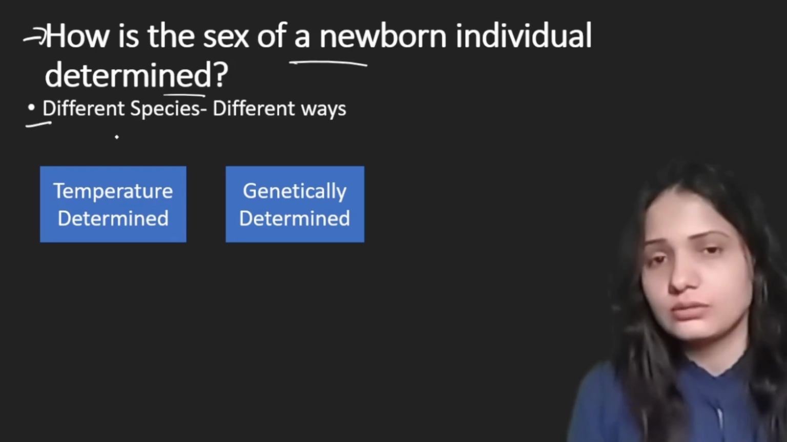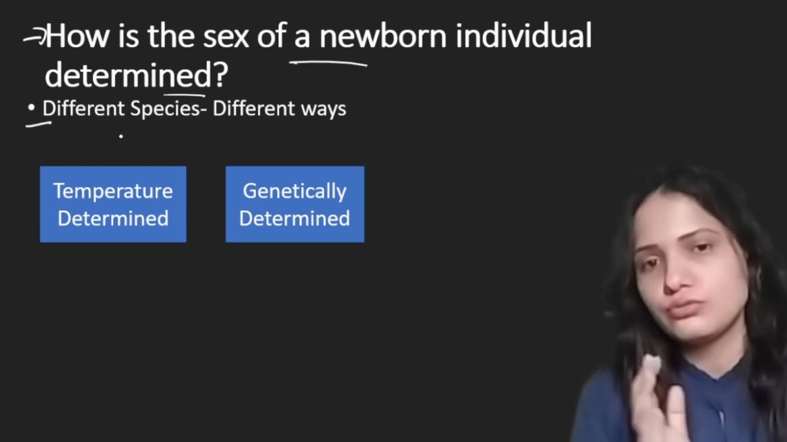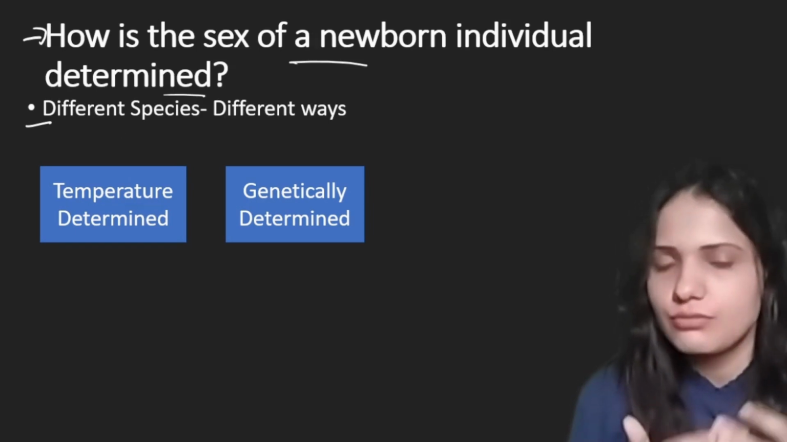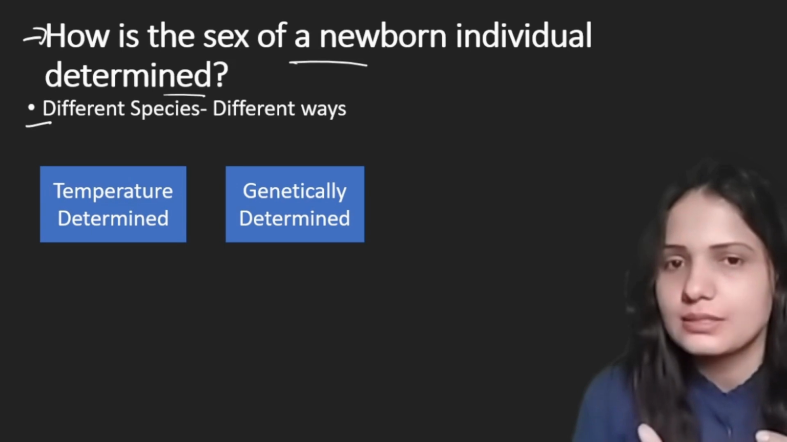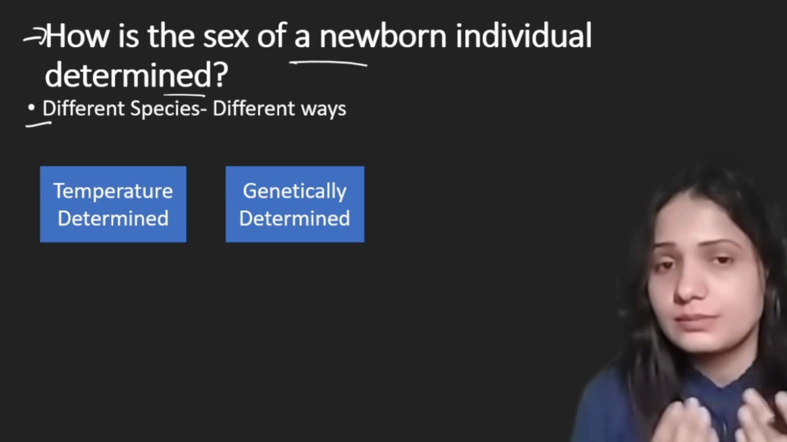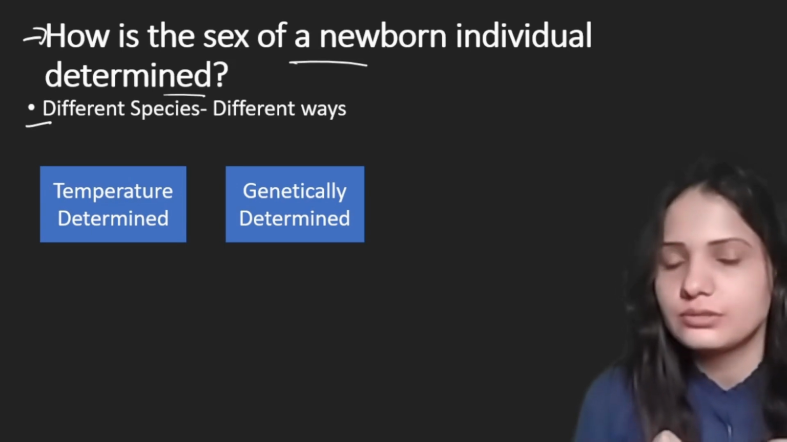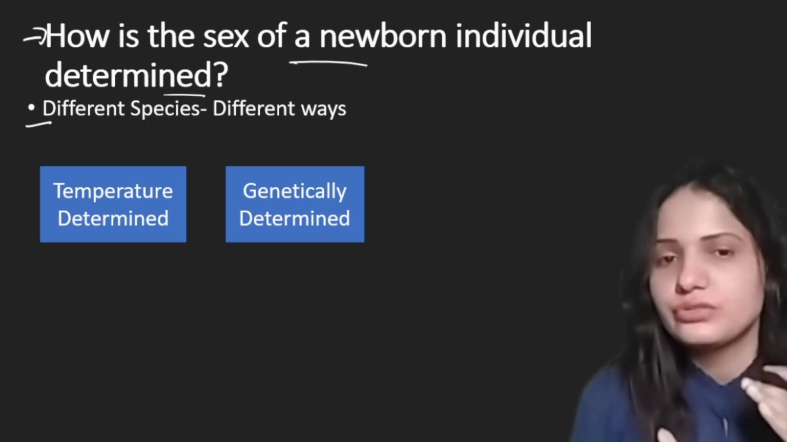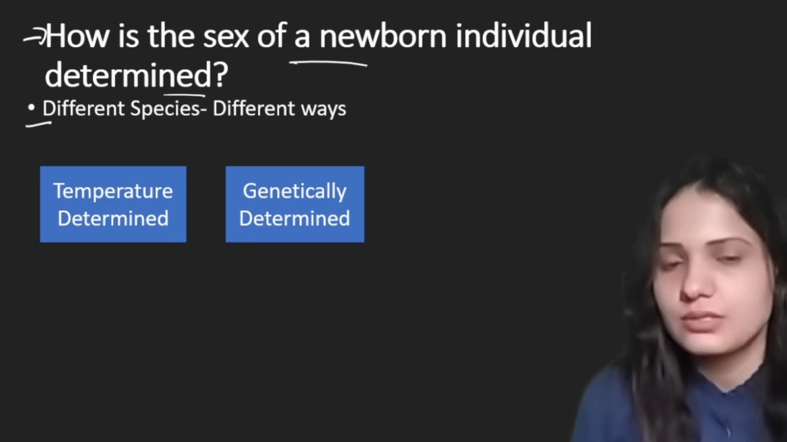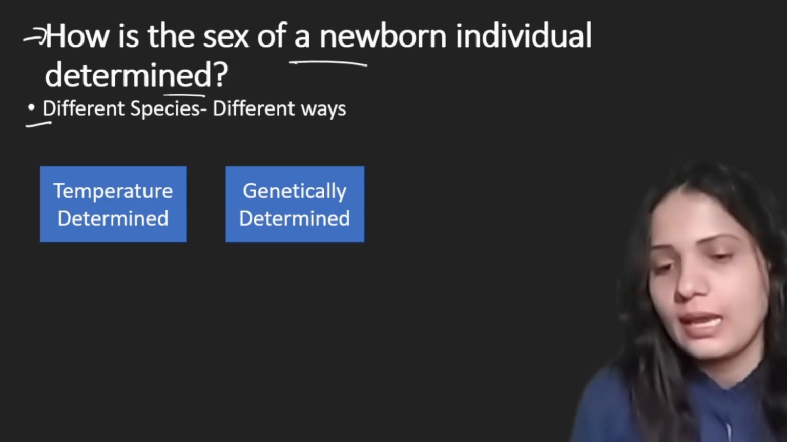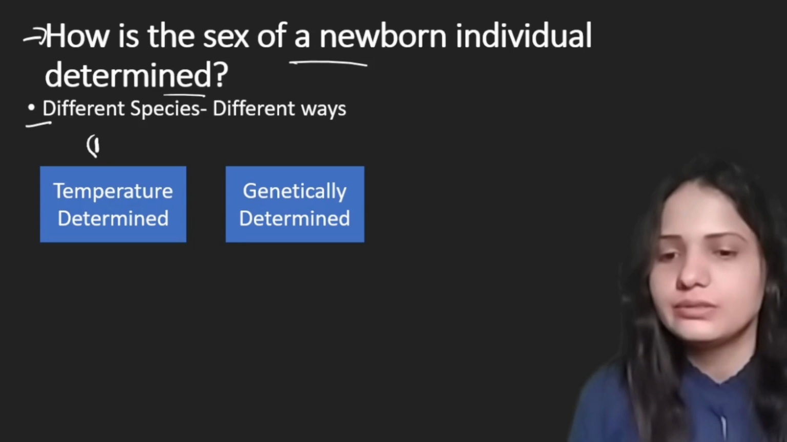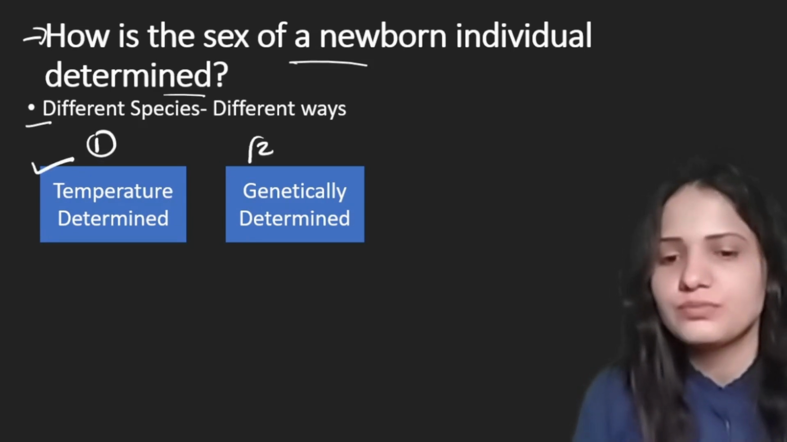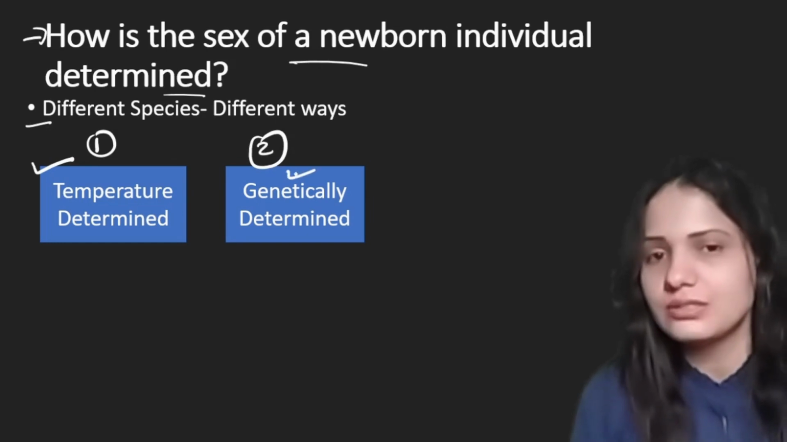For this determination, different species use different strategies. Now, there are species which rely on environmental cues for sex determination, and there are species which depend on the genetics of parents for sex determination. In case 1, environmental cues, we can consider temperature determination. And in case of genetics, we have genetically determined sex determination.